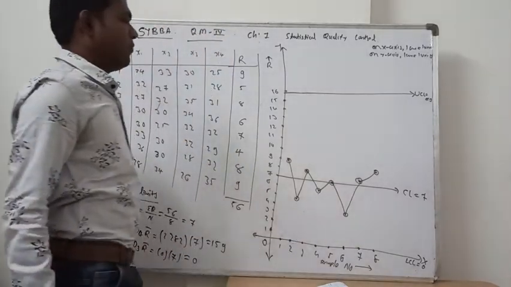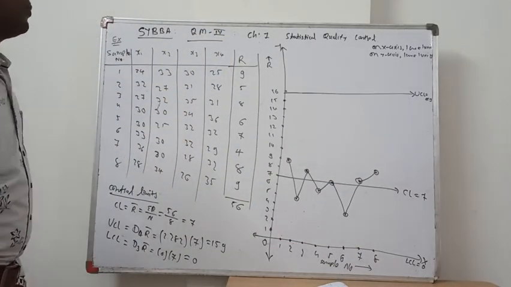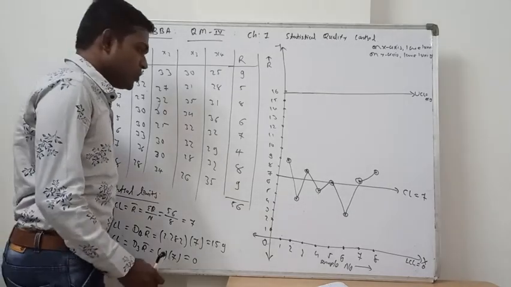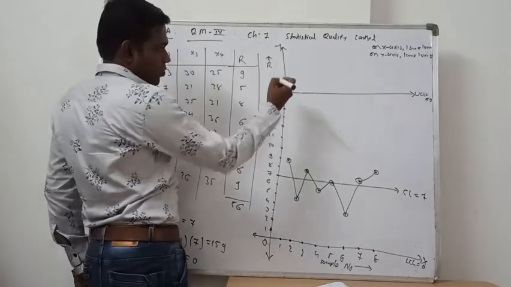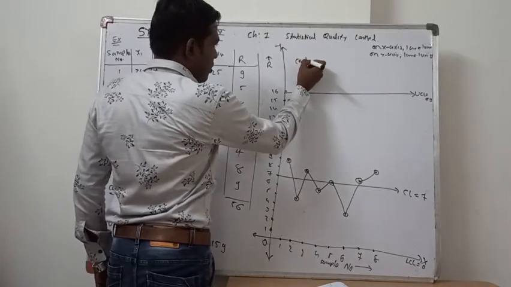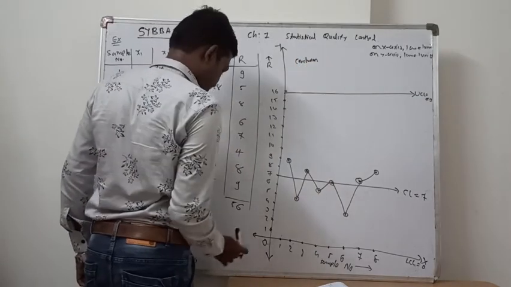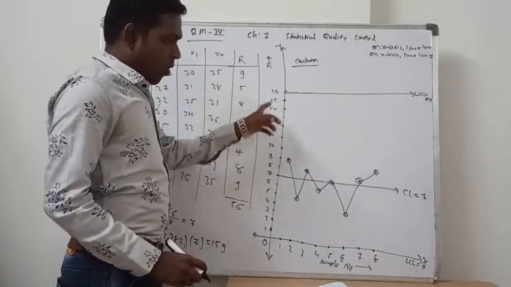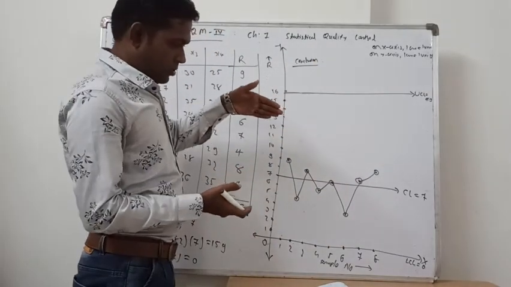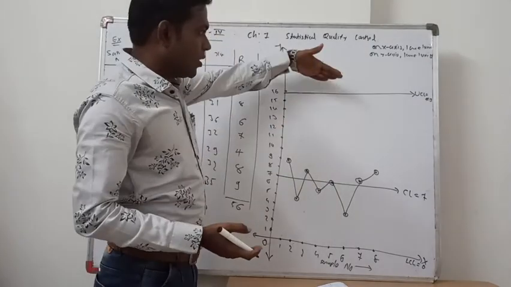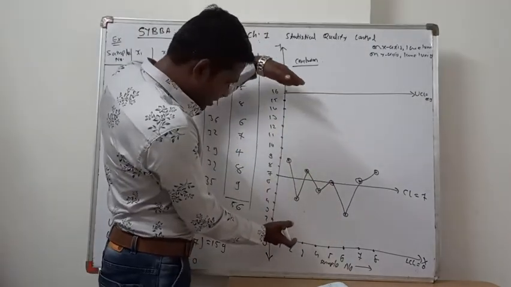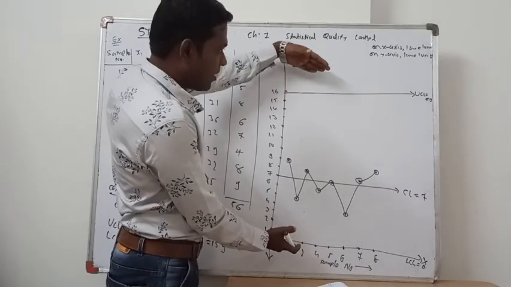So this is our graph, and from this graph we have to write the conclusion. Over here I write that conclusion. You have to write it below this calculation. The conclusion is: here all the points, where our lower control limit is 0 and the upper control limit is 15.9, are between these two lines, the lower control limit and the upper control limit.